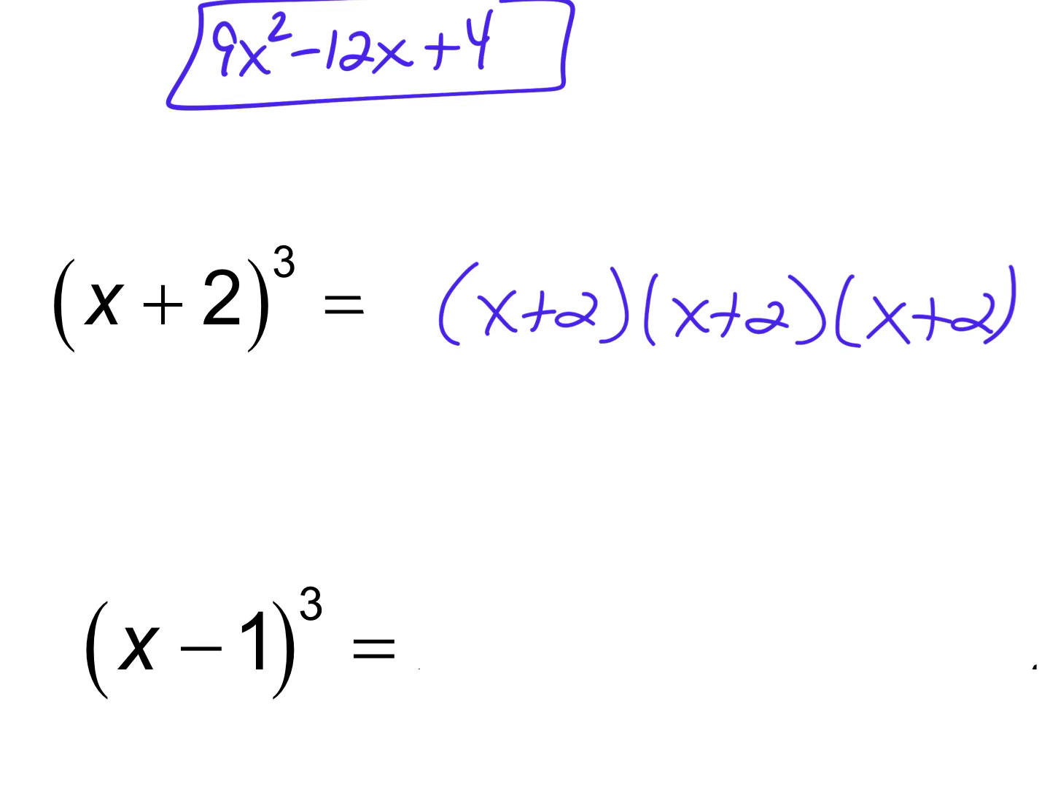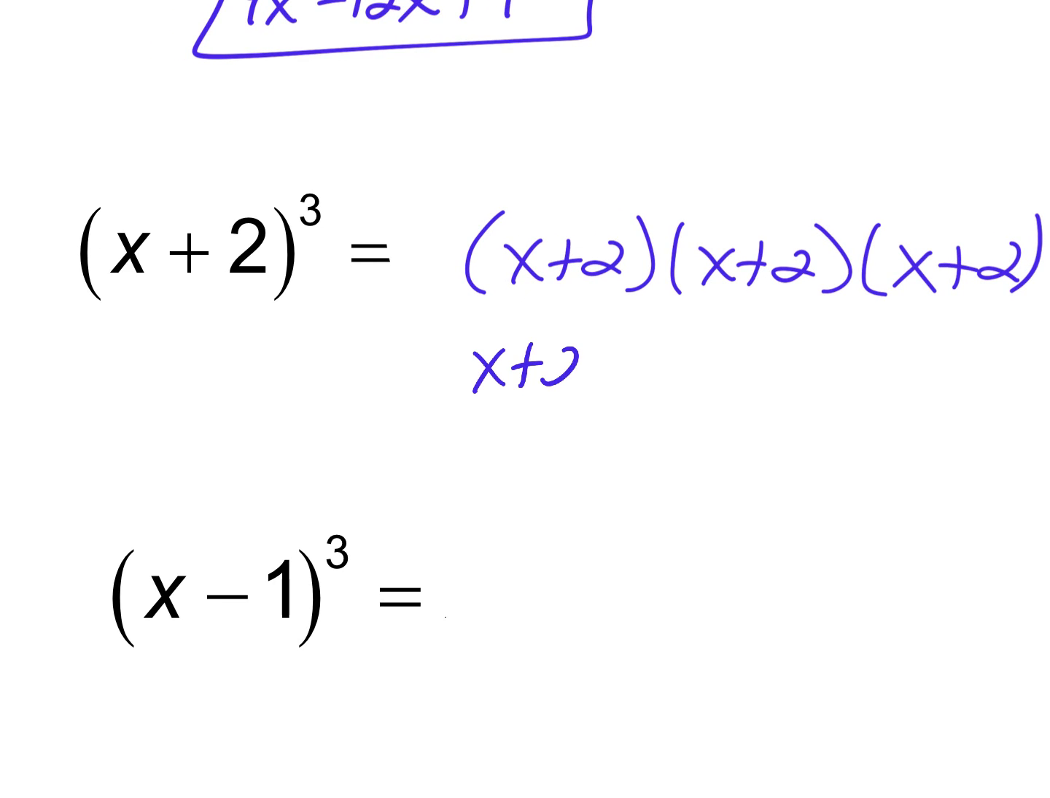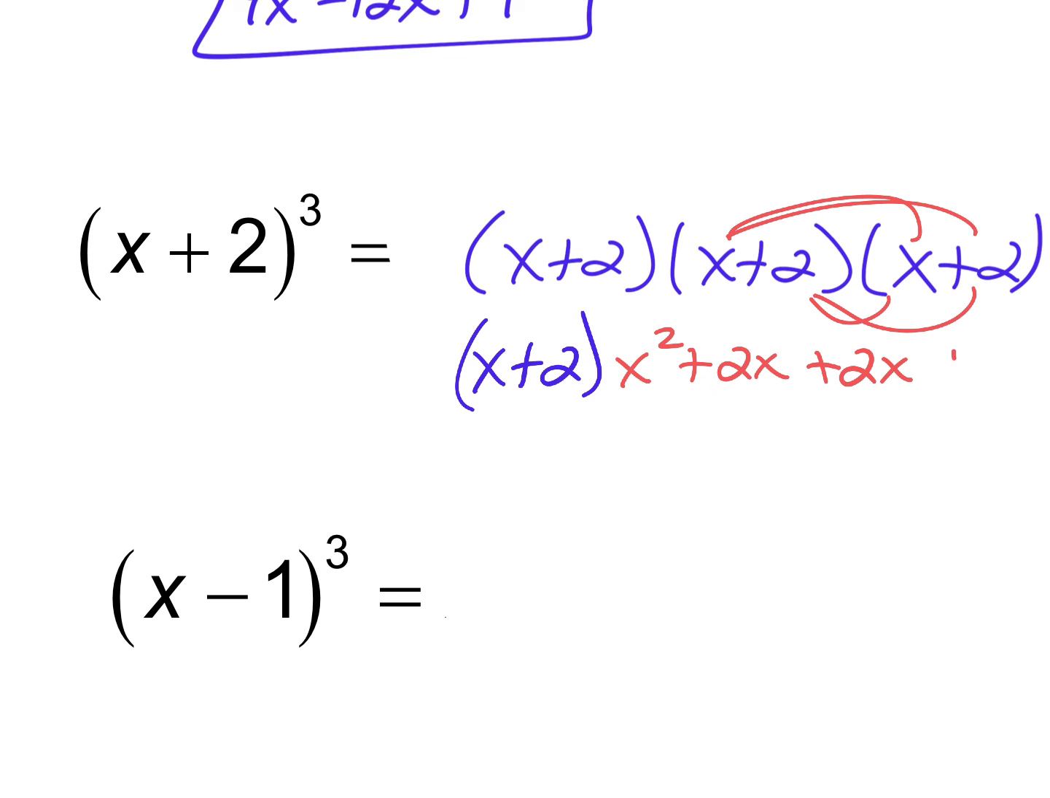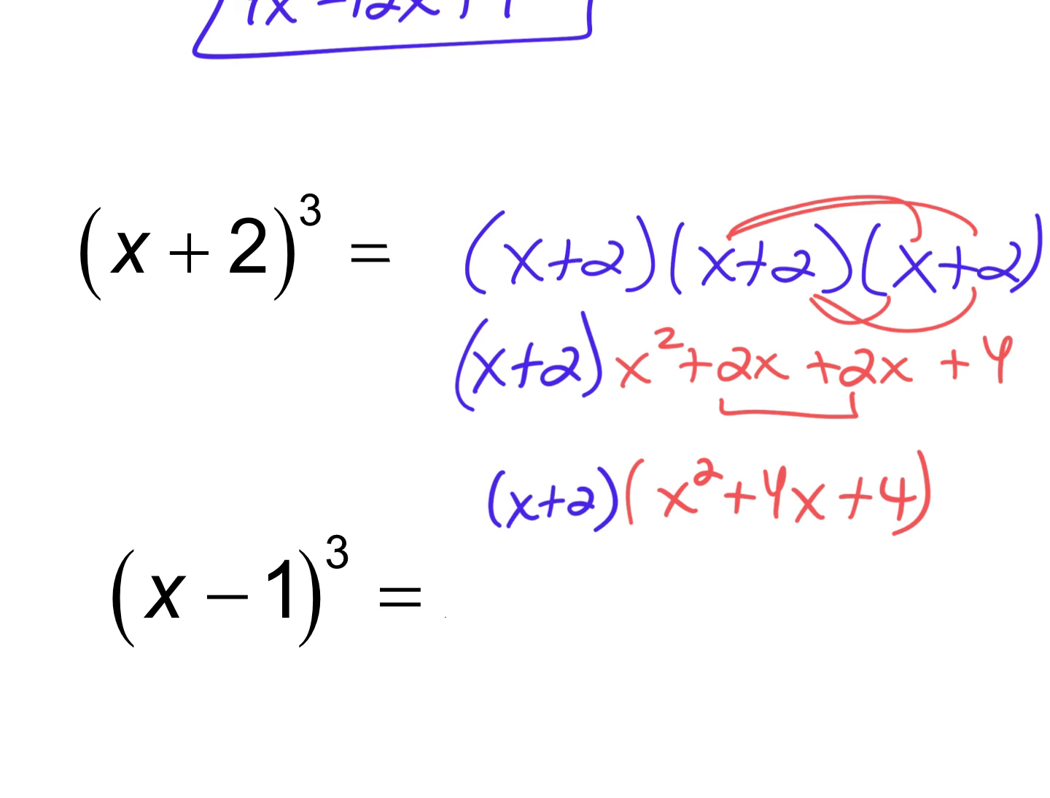You can't do all three of them at the same time. My suggestion to you is to rewrite the first one and deal with the second two. What is x times x? X squared. X times 2, 2x. 2 times x, 2x. 2 times 2, 4. What can you do here with 2x and 2x? You can add them. So you have x plus 2 still have to multiply into x squared plus 4x plus 4. All I did with that first parenthesis is just bring it down, and then bring it down again.